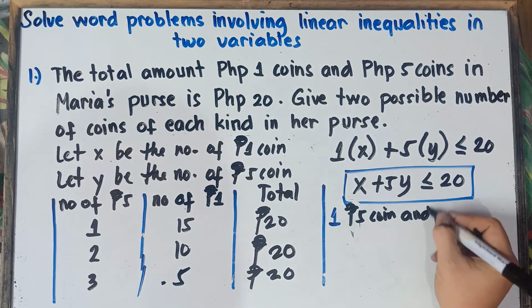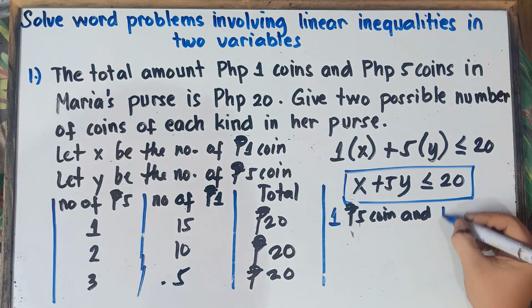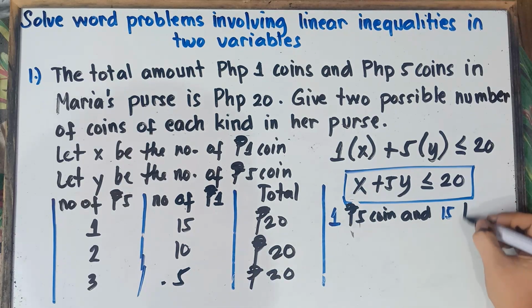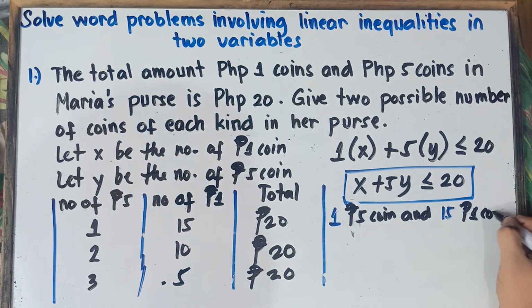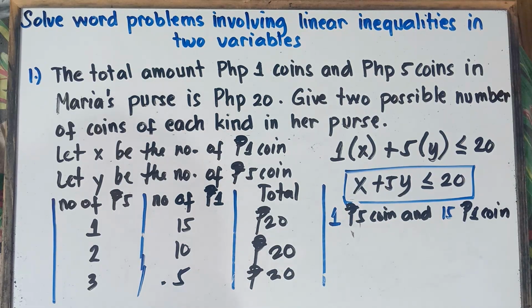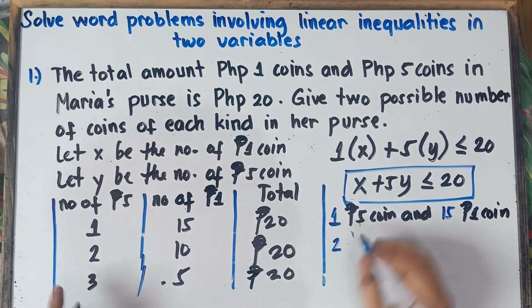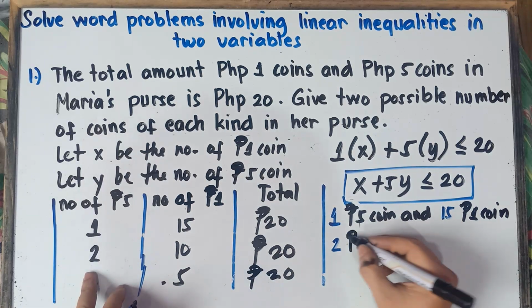And 15 1 peso coin. So that's the first combination. So we can also have 2 5 peso coin.